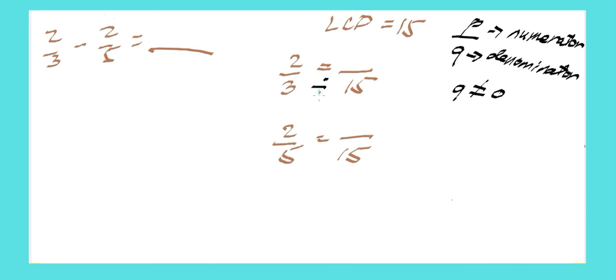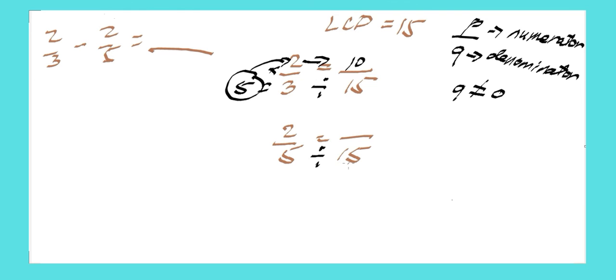So 15 divided by 3 will give you 5. Whatever the quotient here, you multiply that to the numerator, and the product you are going to put here. 10. So our 2/3, the new fraction, will be 10 over 15. And repeat the same process with the second fraction, the second rational number.